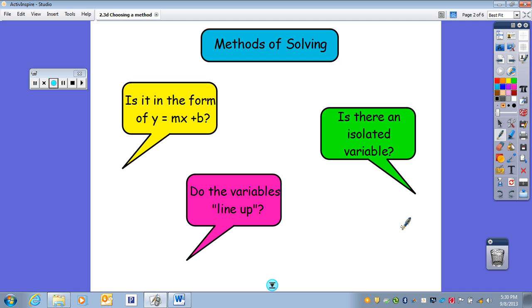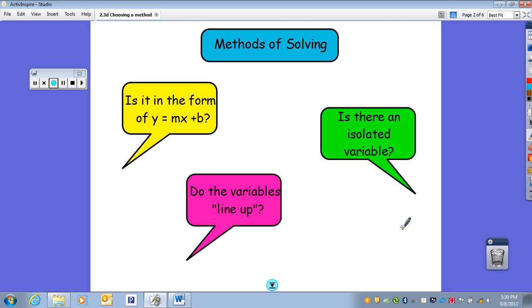First of all, for our methods of solving, is the equation in the form of y equals mx plus b? If both equations are in the form of y equals mx plus b, we may want to solve the system by graphing. The other thing to look for is that we want smaller numbers, because we don't want the graph to be too big.